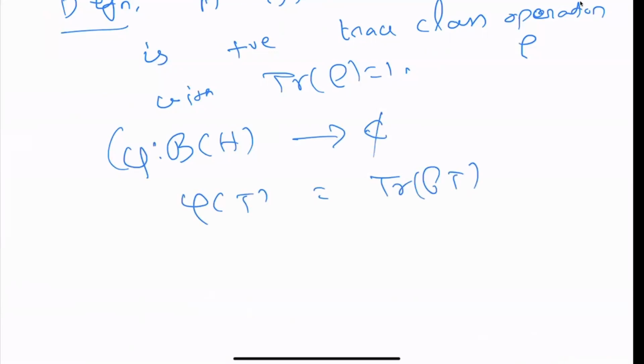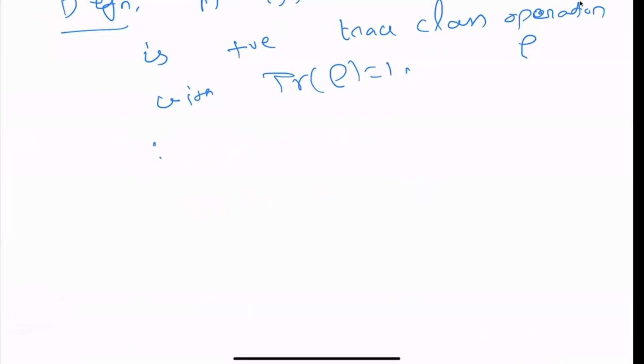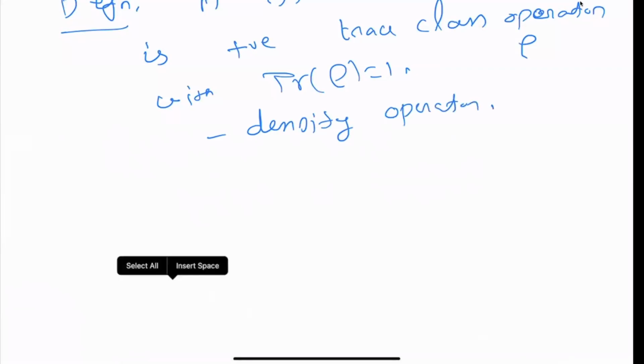We don't want to confuse ourselves with all this weak star topology and all that; you can forget about these things. For us, a state is consistent with our earlier definition, but we are just calling it a trace class operator, also called a density operator. Density operator means it is positive and its trace is 1. But this is the same as considering a functional.